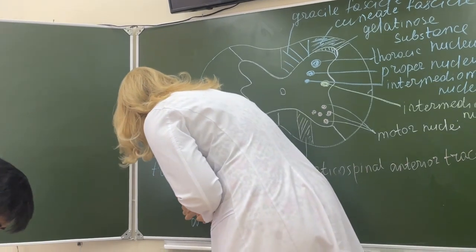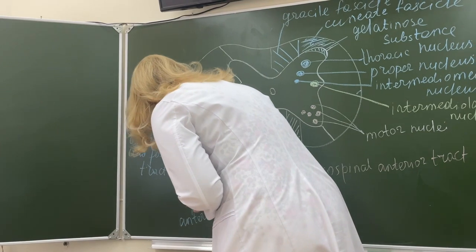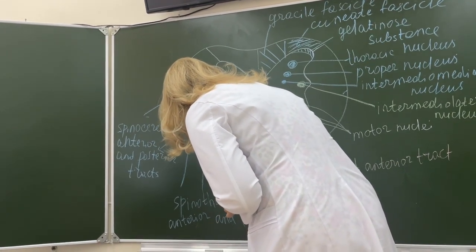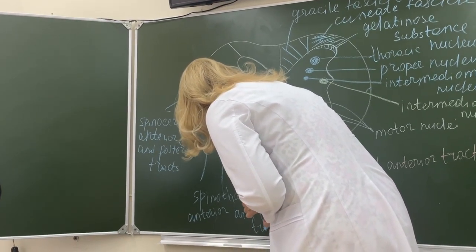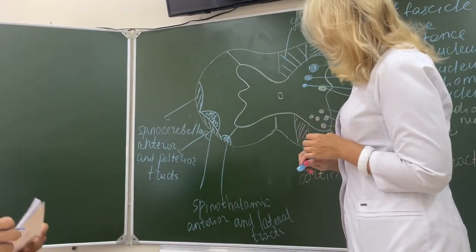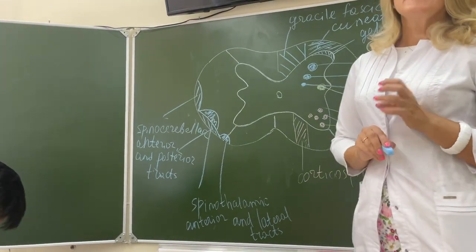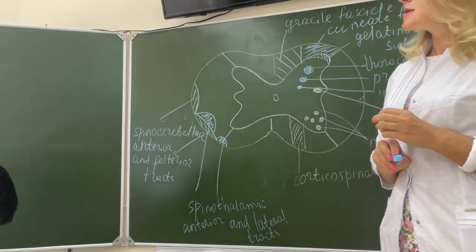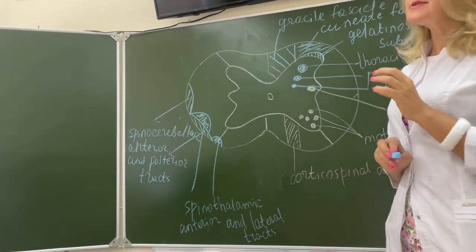Spinothalamic anterior and lateral tracts. The thalamus is a part of the brain whose function is the subcortical types of sensitivities.